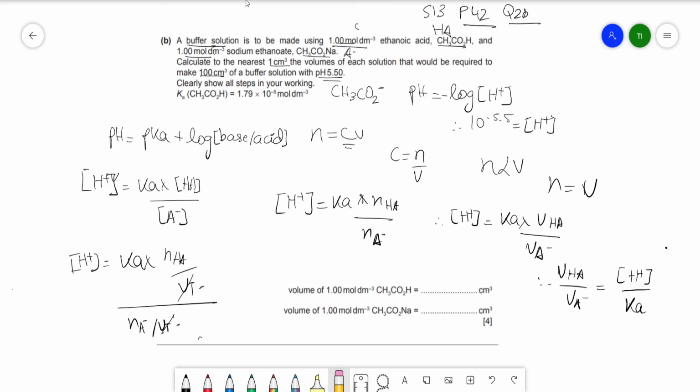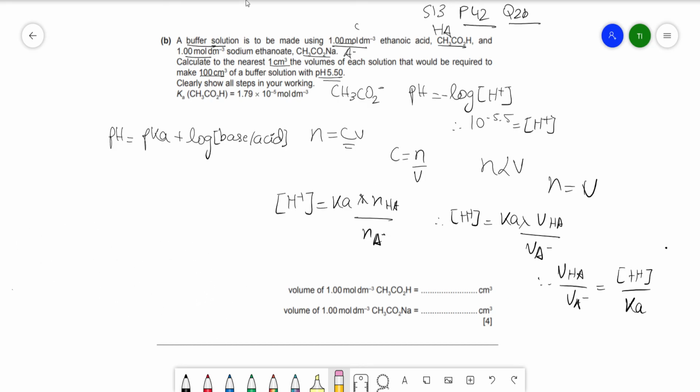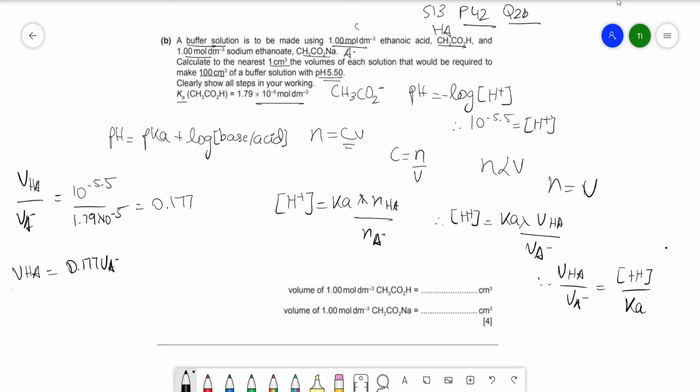Let me just clear some space up so that I can do the working. The ratio of VHA by VA⁻ is equal to 10 to the power minus 5.5 divided by the Ka value that's provided in the question, so 1.79 times 10 to the power minus 5. That, if you calculate, will be 0.177, rounded to three significant figures. So therefore VHA is equal to 0.177 VA⁻, right?